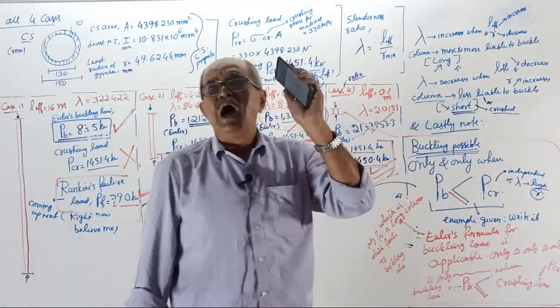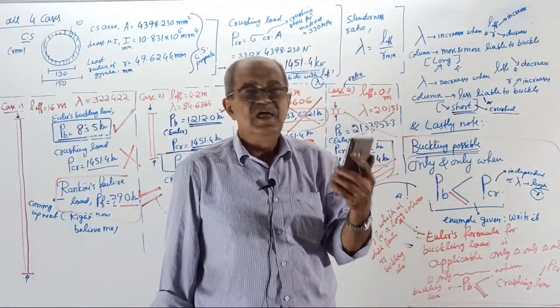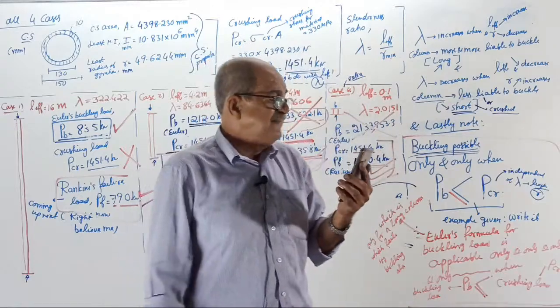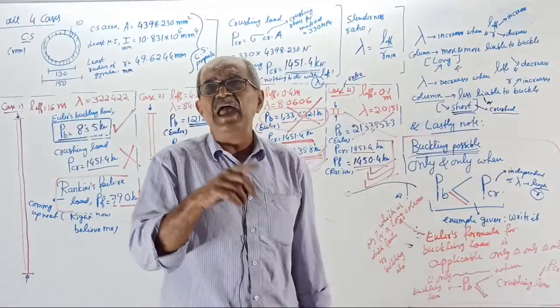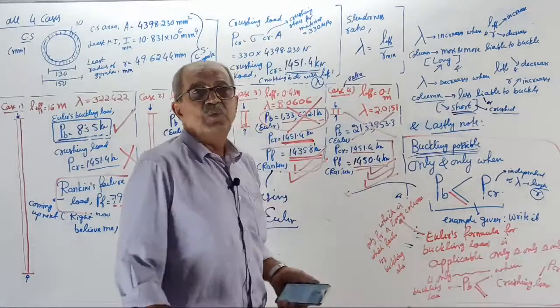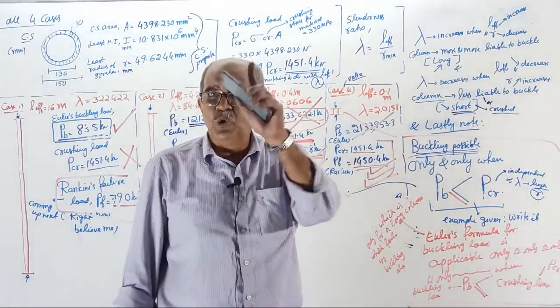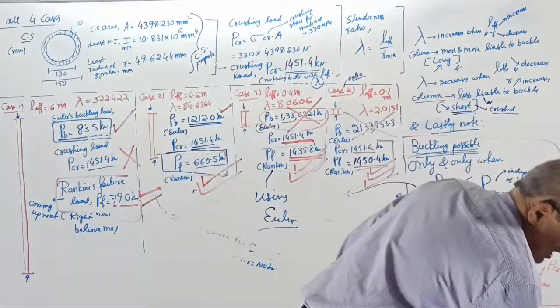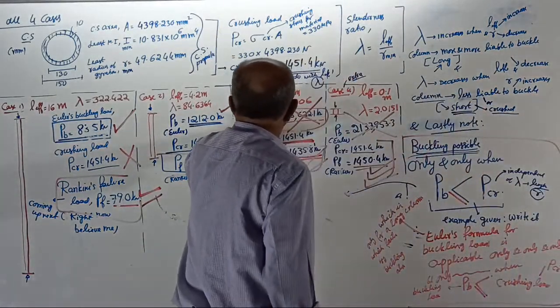I will tell you how he justified it, mathematically. When Rankine gave the formula, how did he justify it? What is his justification? I will prove it. Okay, clear? Now I will go to limitations of Euler's formula.